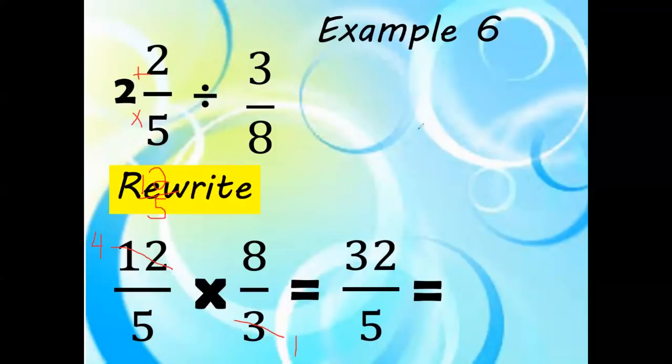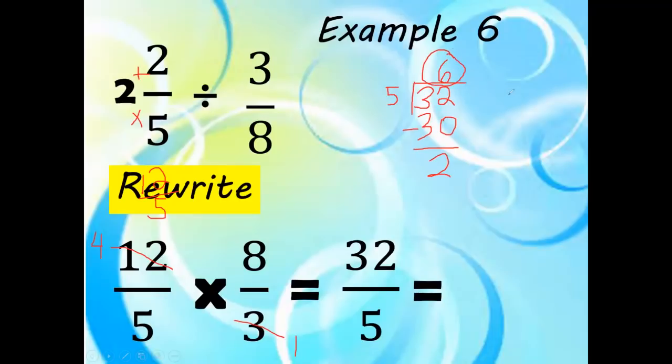So you have an answer of 32/5. Because it's improper, we can simplify it by changing it into a mixed number. So again, divide the fraction. The numerator will serve as the dividend, and the denominator will serve as your divisor. So 32 divided by 5, you all know that it is 6. So 5 times 6, you have 30. Then 32 minus 30 is 2. So the quotient will be the whole number, and then the remainder, which is 2, will be the numerator, and then the denominator is still 5. So the final answer will be 6 and 2/5.